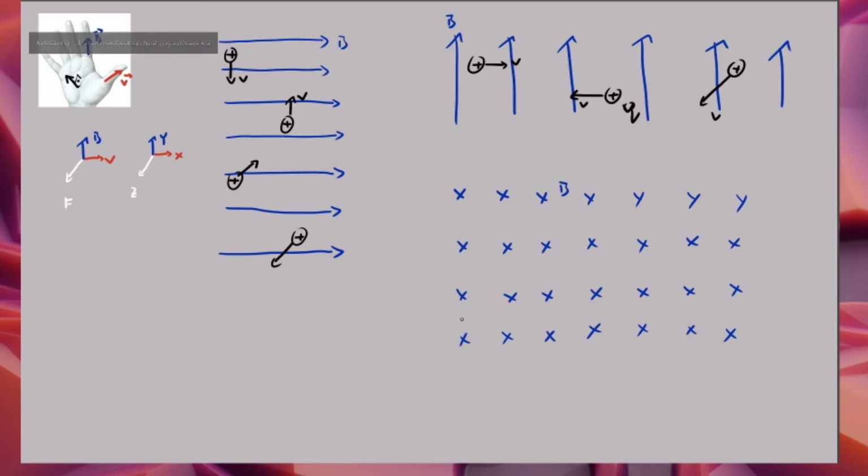So let's put a positive charge here and let's say that it moves at speed v in this direction. Let's put a positive charge here. Let's say it moves at speed v in this direction. And maybe we'll do one more charge here, a positive charge going in this direction at speed v. Okay, you can pause the video and try to figure out the direction of the force for all of these charges.